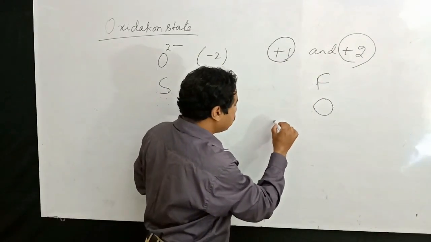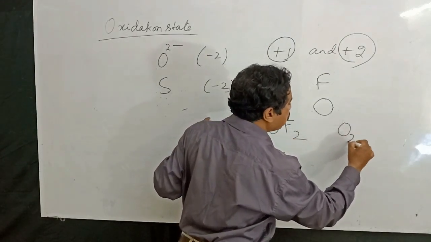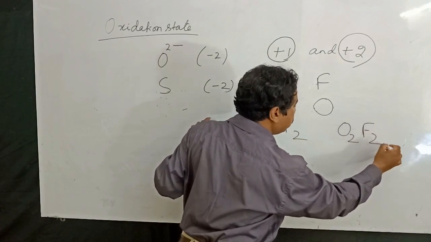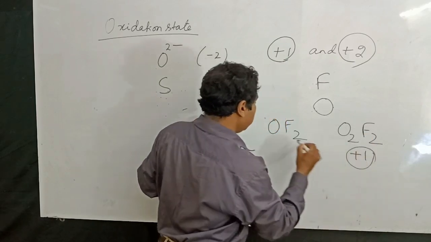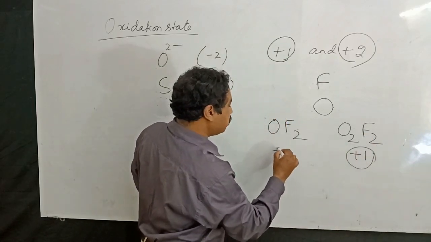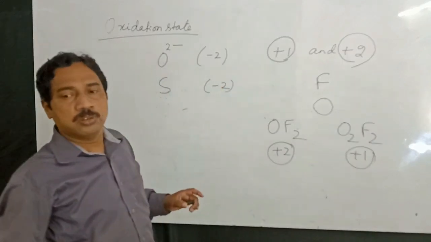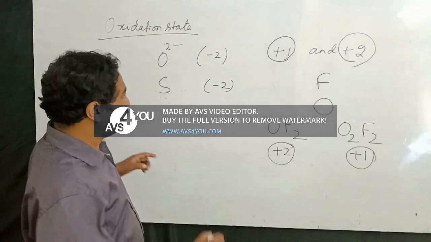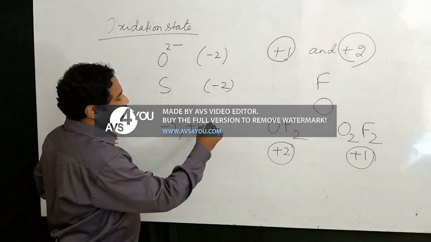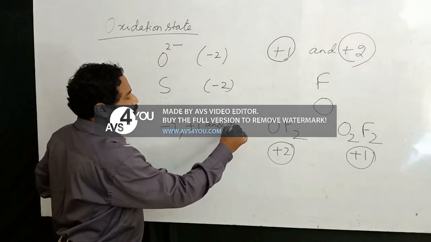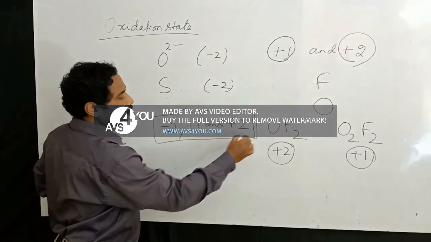These two compounds are oxygen difluoride and dioxygen difluoride. In dioxygen difluoride, oxygen shows a +1 oxidation state. In oxygen difluoride, oxygen shows a +2 oxidation state. So oxygen shows 3 oxidation states: one is -2, the others are +1 and +2. There are 3 oxidation states exhibited by oxygen.